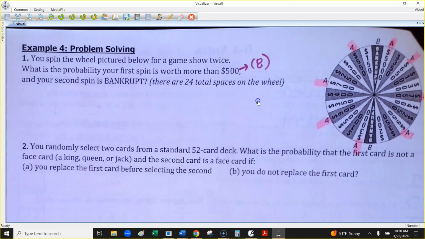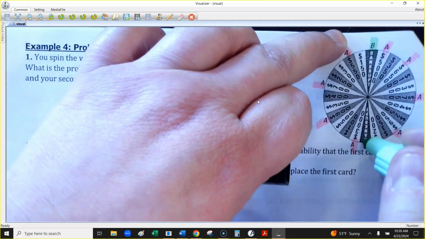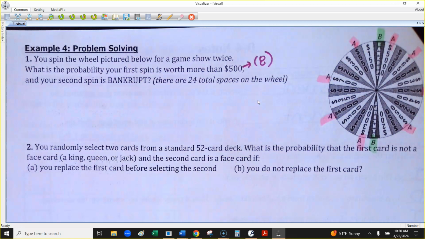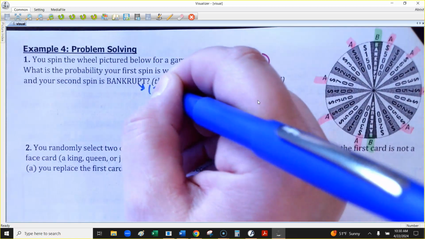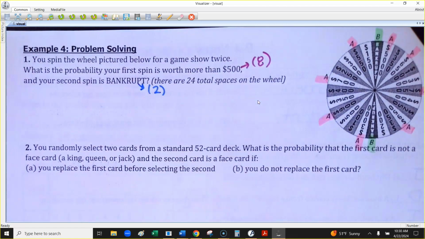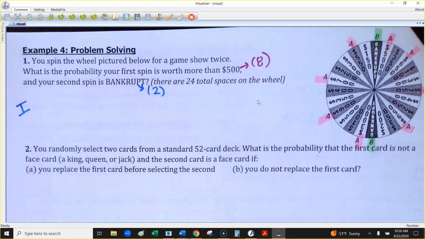Okay, now, the second spin, they want to know if you'll land on the bankrupt. So I just put a little B for event B, if you will, on the bankrupt. So there's 2 bankrupt spaces on the wheel. Now, it doesn't say we're going to remove anything from the wheel, so these 2 separate spins should be independent events. One is not going to affect the other. We're not removing something. So it's just going to be what it is here.